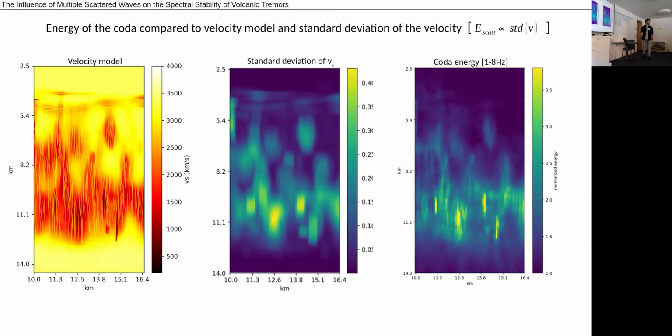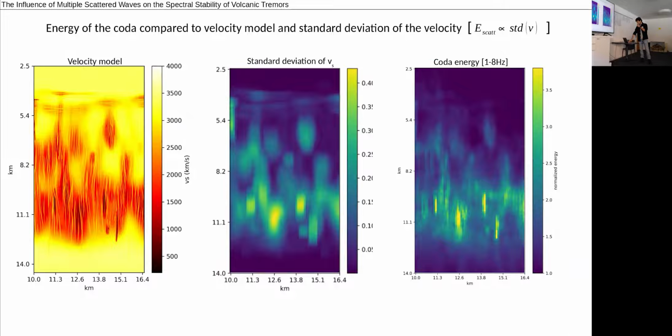And we see that there is actually a really nice agreement, but this is fully expected by theory, because we know that the energy of the scattering amplitude is related to the standard deviation of the velocity. So this is not something new, but it's important to see that we are able to see exactly this. So we see that there is a nice match.